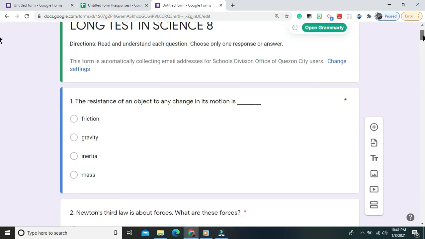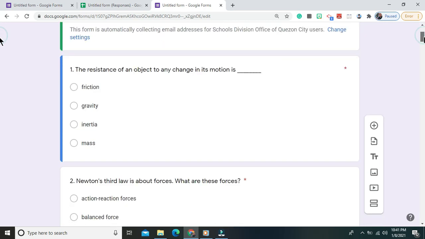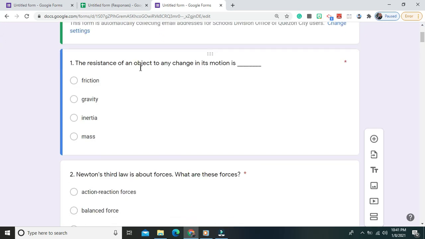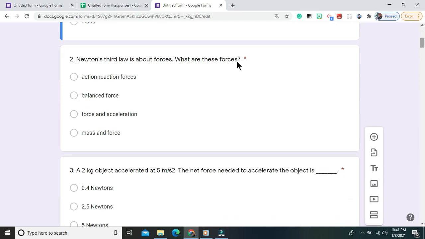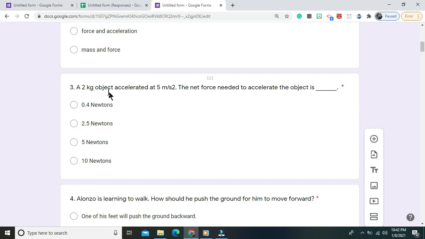Let us now begin. Question number 1. The resistance of an object to any change in its motion is inertia. Number 2. Newton's third law is about forces. What are these forces? The correct answer is action-reaction forces. Number 3. A 2 kilogram object accelerated at 5 meters per second squared. The net force needed to accelerate the object is 10 newtons.